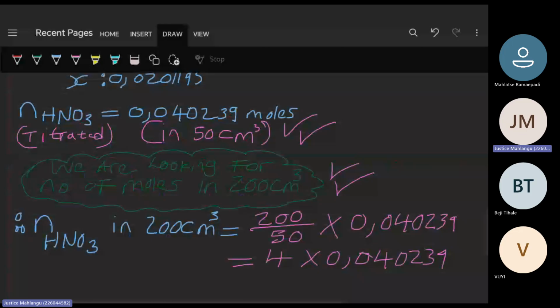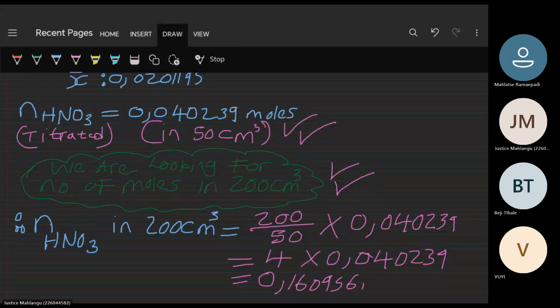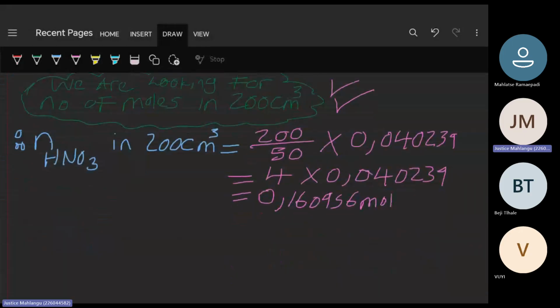They are going to give me the number of moles in 200 cubic centimeters of the nitric acid, the one that is in excess. So 4 times this number. If I multiply, I get 0.16956 mole.